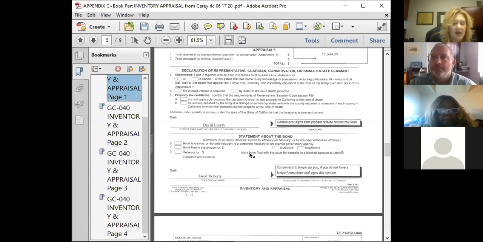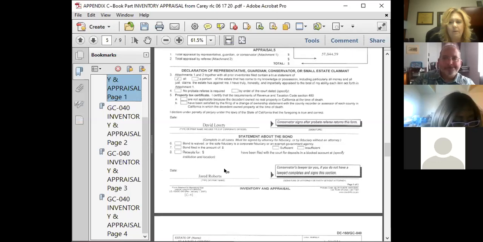If they're in a blocked account, meaning you cannot touch them, you do not need a bond because, again, you can't touch them. So you wouldn't accidentally spend even a penny of the money, because you cannot touch it. And try going to the bank and withdrawing from a blocked account. You need the judge and then almost the president to give you something for them to allow you to remove. So it's not going to happen. So is everybody clear about the bond section? Yes. Perfect.